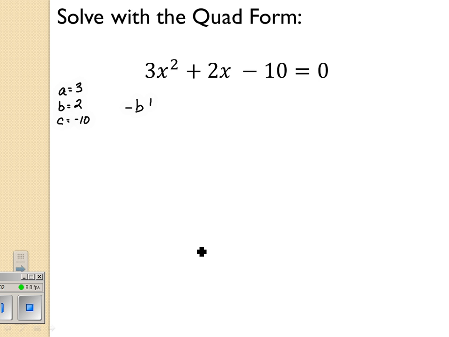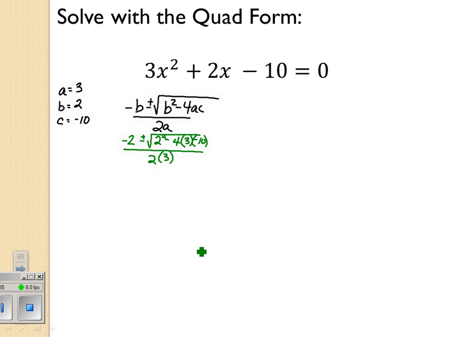So negative b plus or minus the square root of b squared minus 4ac all over 2a, and let's fill it in. So the negative of b will be negative 2, b squared is 2 squared, minus 4 times 3 times negative 10, all over 2 times 3. All right, so that's all of the numbers simply plugged in. And now we begin to solve.